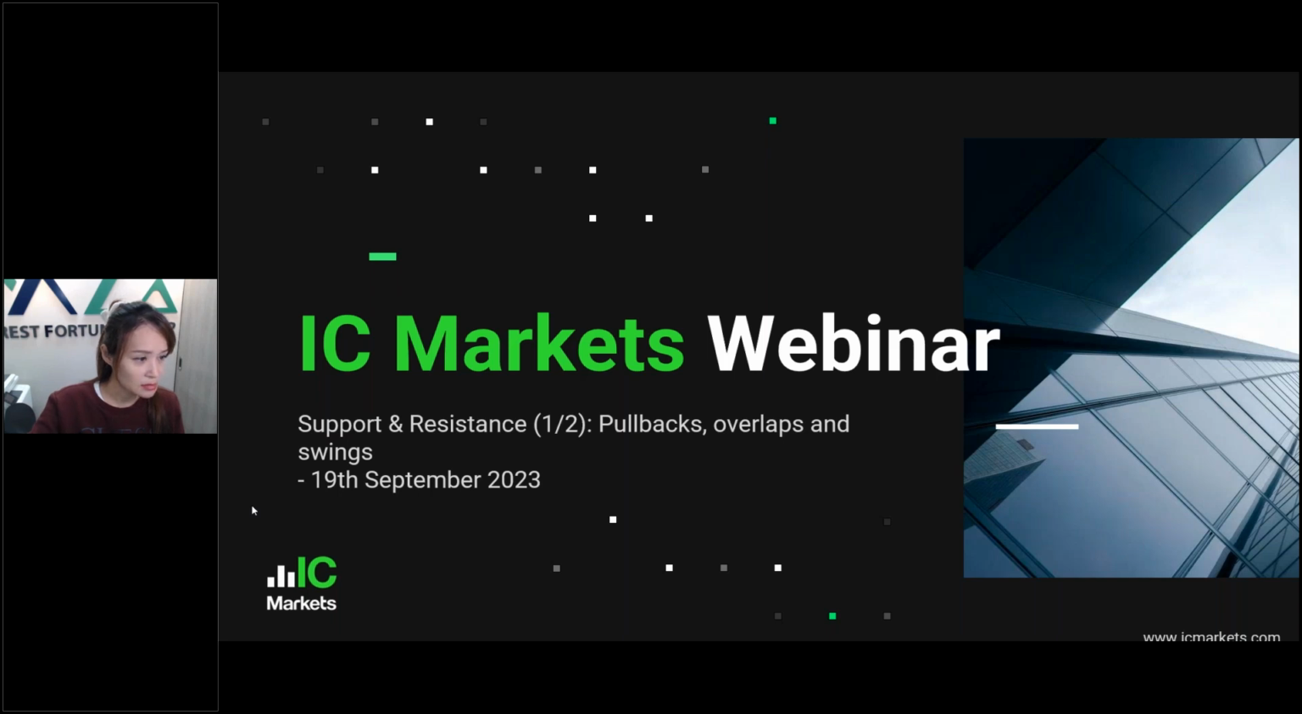a trading strategy for trend following. I think today's session is more about how you draw support and resistance correctly, and pullback, overlap, support. If you want to trade support and resistance, you can combine it with Fibonacci as well, because I do quite a lot of trades on a higher time frame like H4 or H1.